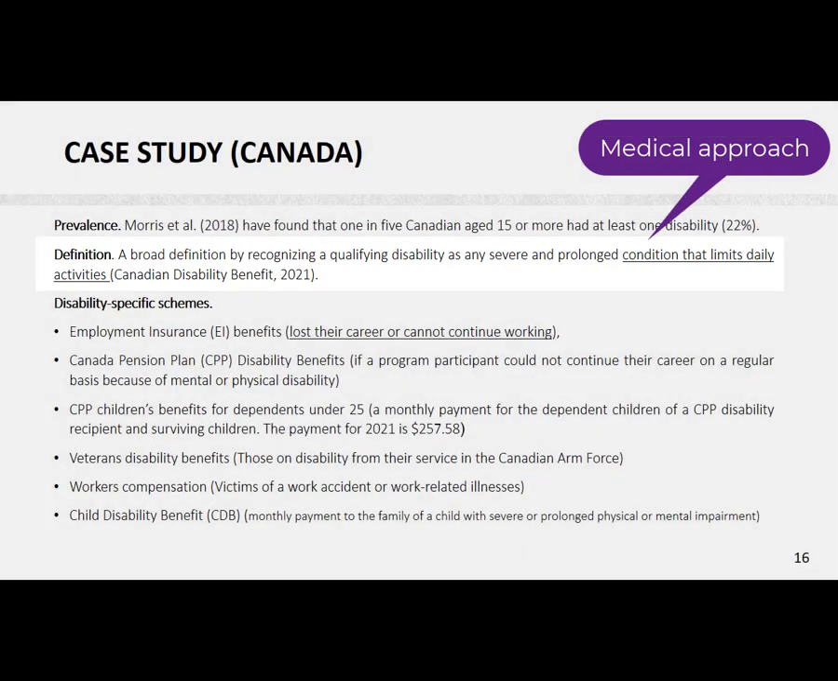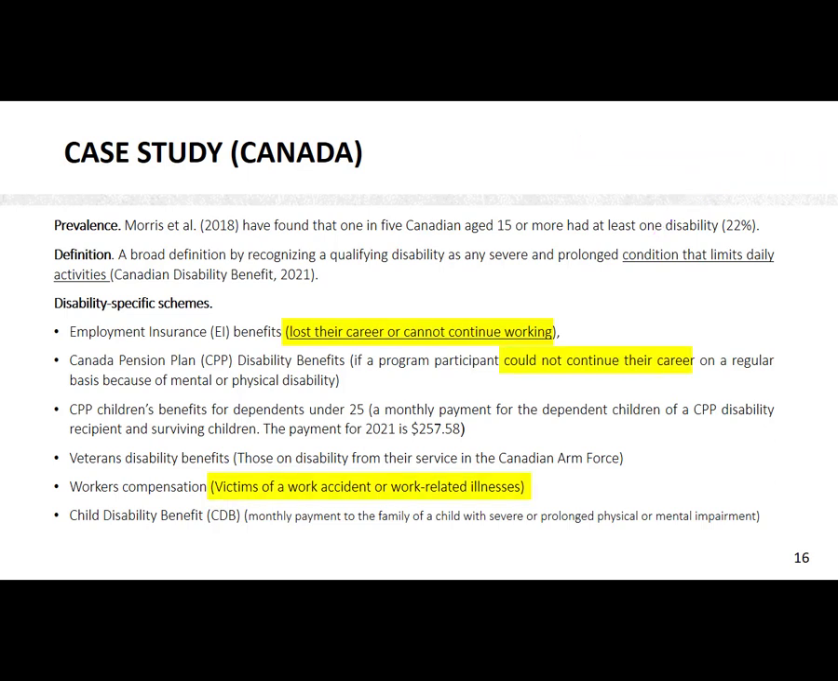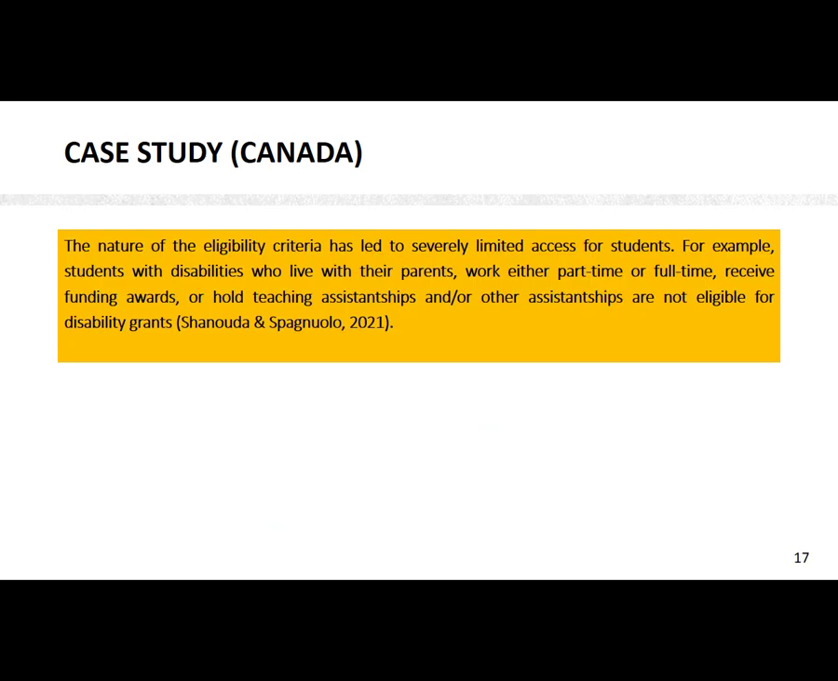disability is defined broadly as any severe or prolonged condition that limits daily activities. There are many disability-specific schemes, but most of them have the condition of inability to work, or having lost their career or being unable to continue working. The impact of this criterion is evident in students with disabilities.